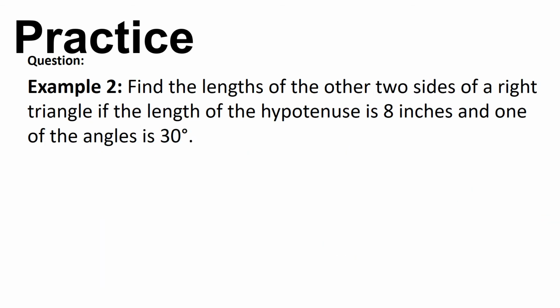Our next example: find the lengths of the other two sides of a right triangle if the length of the hypotenuse is 8 inches and one of the angles is 30 degrees. Since one of the angles is 30 degrees and this is a right triangle, then it could only mean that this is a 30, 60, 90 triangle. Because if one angle is 30, and it is a right triangle, the other one would be 90. 180 minus 90 minus 30, the remaining angle is 60.